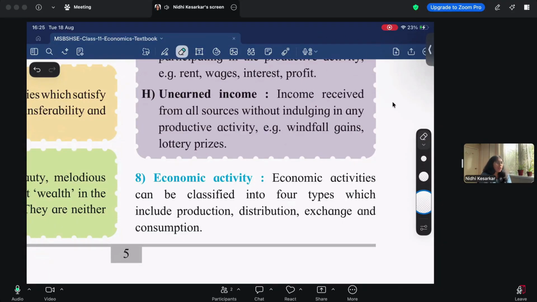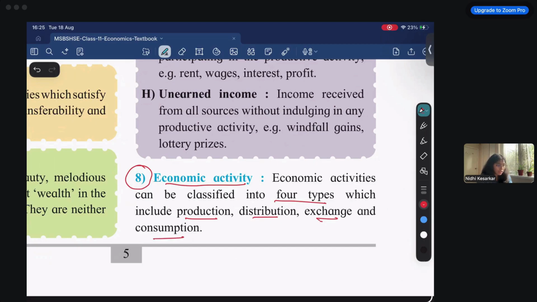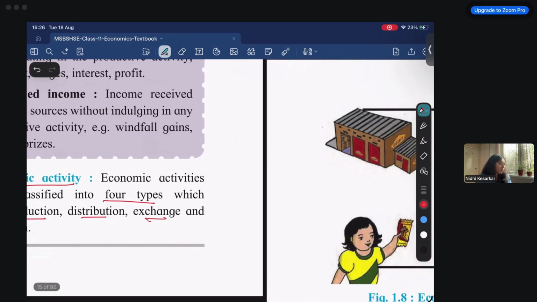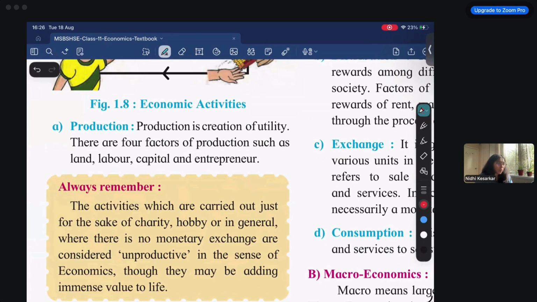All right. Now, the eighth and final characteristic is economic activity. Economic activity can be classified into four types: production, distribution, exchange, and consumption. We'll look at each individual activity in detail. So, first is production. Production has four factors of production under it. So, what are these four factors? It's land, labor, capital, and entrepreneur.